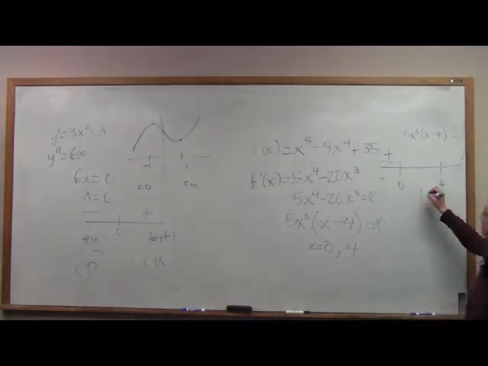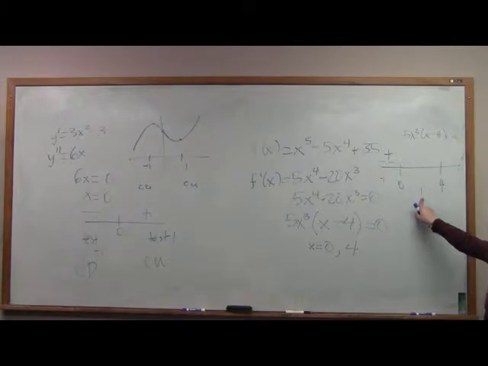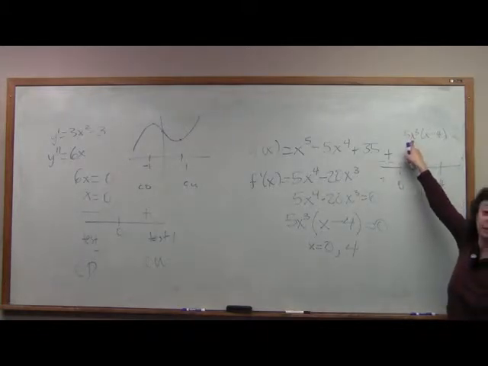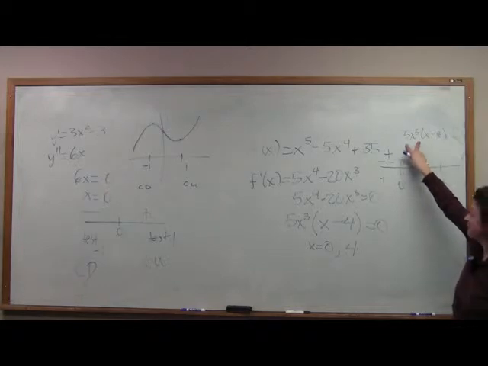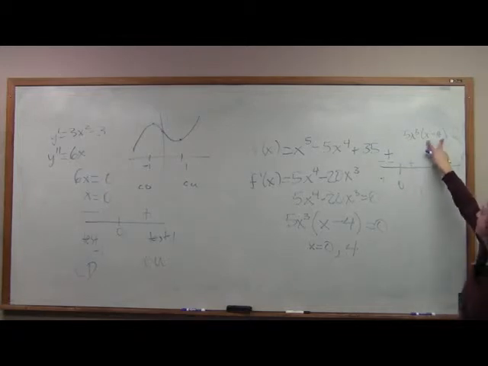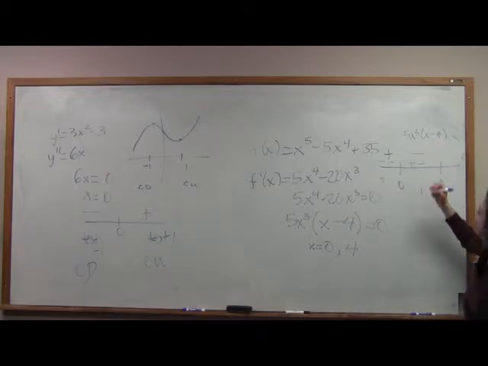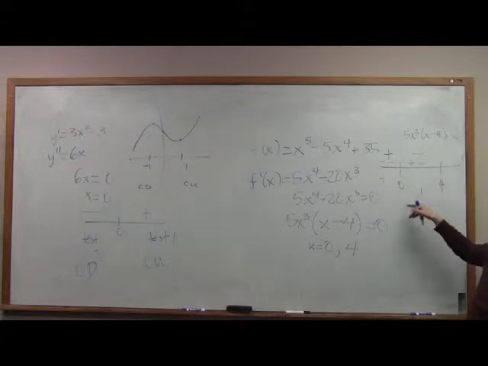Between 0 and 4, I can test 1. If I plug 1 into my first derivative, in my first term of my first derivative, it's positive. If I plug 1 into the second term, it's negative. Therefore, I see that in the interval from 0 to 4, my function is decreasing. That makes this guy a local max.